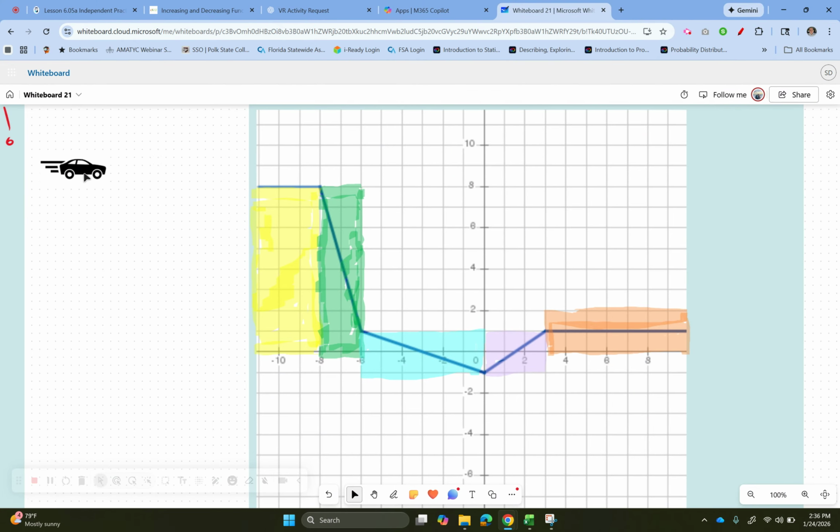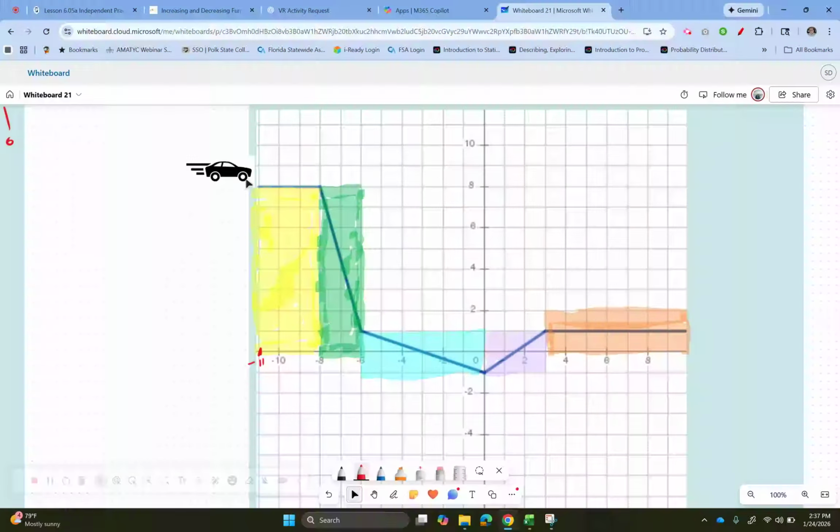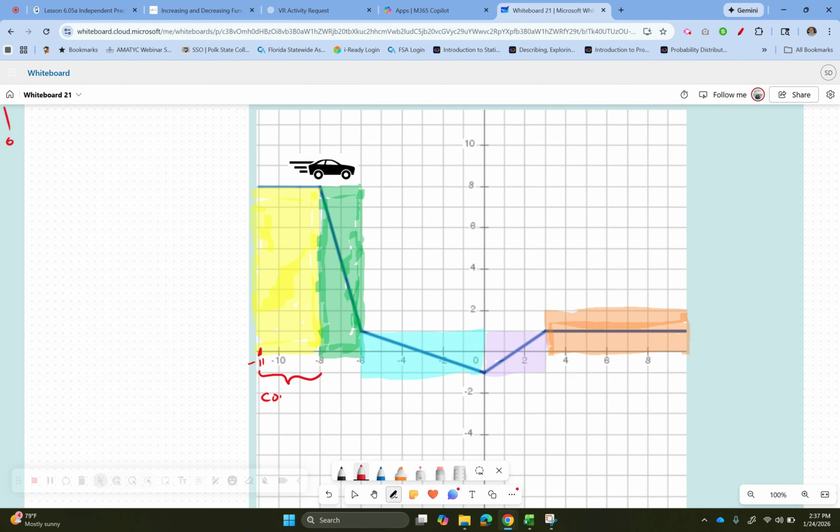So remember, the car is coming from the left. What happened when the car gets here? See the yellow section, this line that I highlighted in yellow. You can see that the yellow section started on -11 and it ended on -8. And if you move the car, remember the car has to travel along the line. The car is completely flat, horizontal. So that means that this section here is constant.